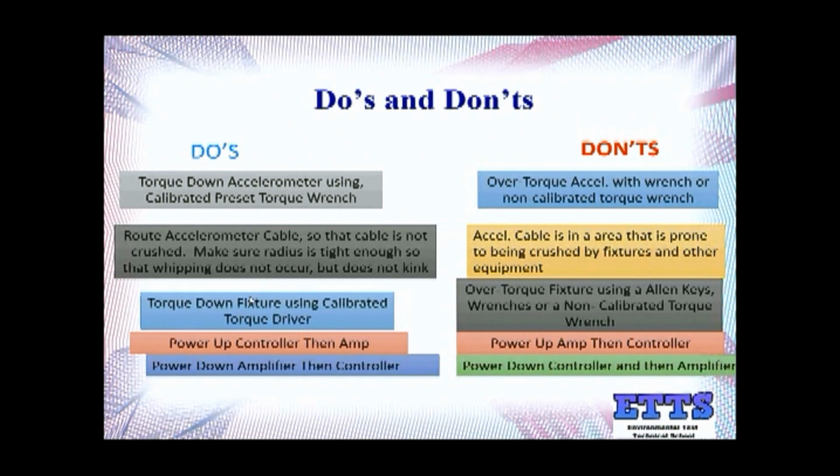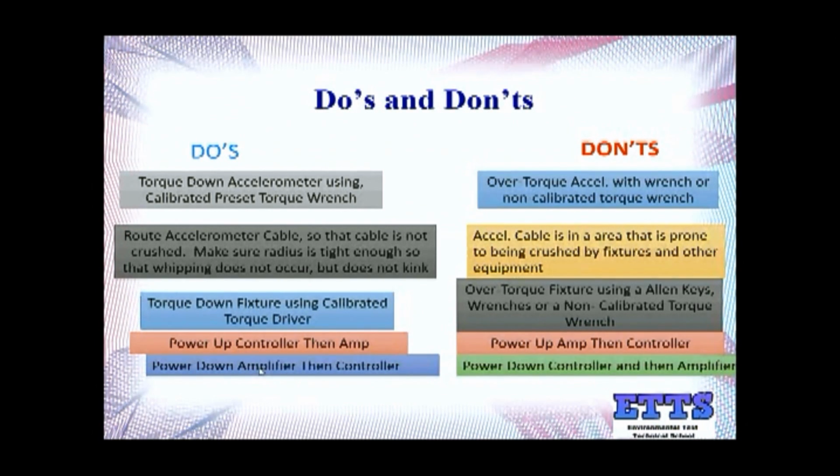Do torque down the fixture and the unit using a calibrated torque driver or torque wrench. Do not over torque the fixture or under torque using Allen keys, wrenches, or non-calibrated torque wrenches. So for your unit and your fixture, make sure you use calibrated torque wrenches. Don't use ratchets, don't use wrenches, and don't use Allen keys, because you could either over torque or under torque your hardware and your test fixture.